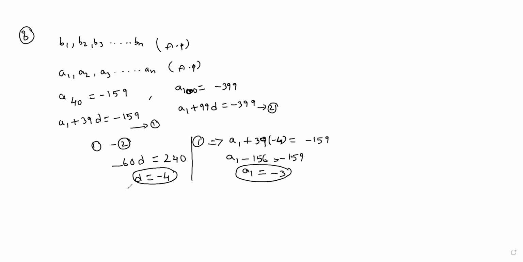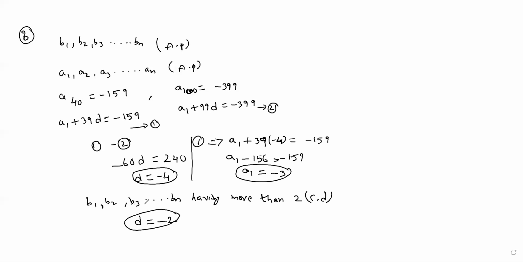They have given the next sequence B1, B2, B3 and so on, Bn, having a common difference 2 more. That's why for B1, B2 and so on, the common difference becomes what here? The common difference of the first sequence A1, A2 and so on, An is minus 4. It is 2 more than that, that's why minus 4 plus 2, that is minus 2, is the common difference of this sequence. Okay, now they have given one more statement.